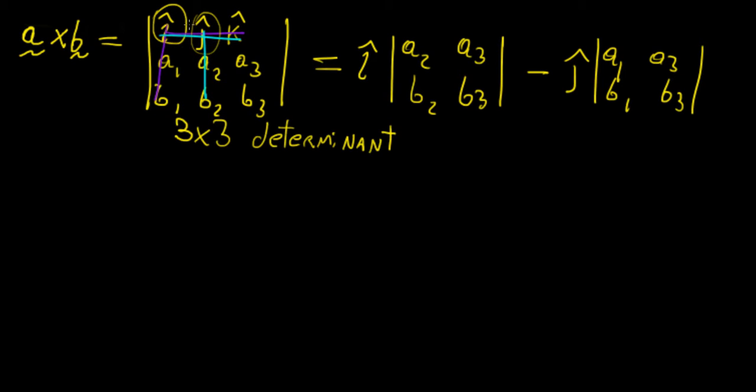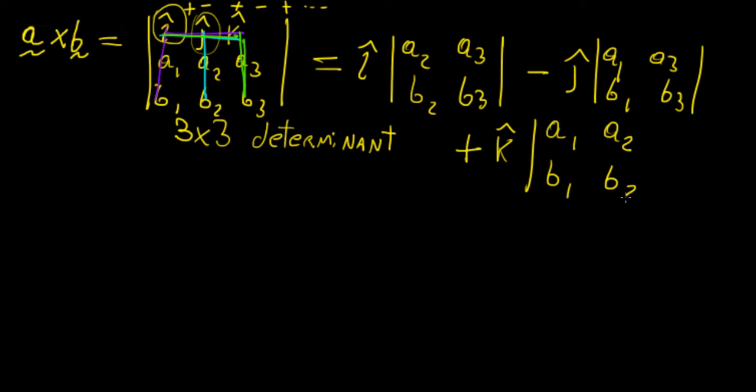Now this one is going to be negative because the sign convention that we use for determinants is usually plus, minus, plus, minus, plus, and so on. So we always start with a plus here. The first element is positive, the second one negative, the third one positive. And then we're going to add the k component. So if we grab k here, we eliminate this column and this row, and we're left with these two: A1, A2, B1, and B2.